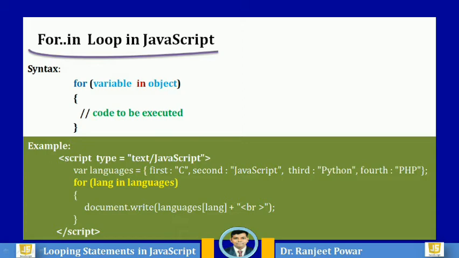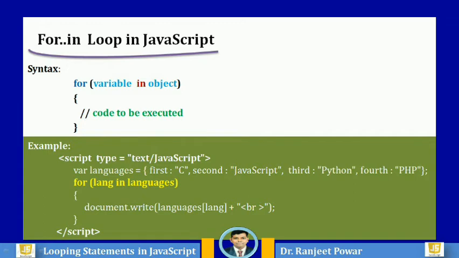JavaScript also includes another version of a for loop, also known as the for in loop. The for in loop is a special type of loop that iterates over properties of an object or the elements of an array. It executes the loop's body once for each enumerable property of an object. The generic syntax of the for in loop is given here.